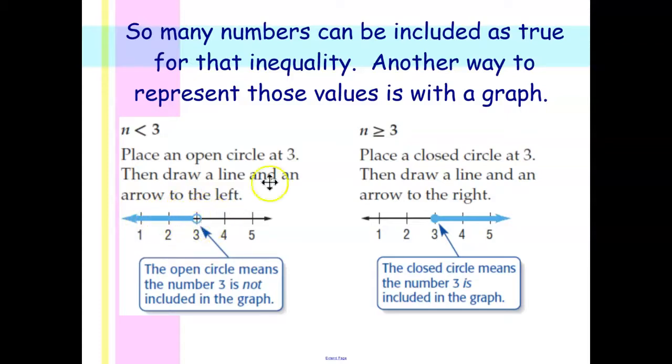I'm not including 3. If I wanted to graph n is greater than or equal to 3, that means I want 3 plus all the numbers bigger than 3. So I'm going to shade in the circle of 3 showing I'm including 3, and I'm going to do an arrow going to the right.